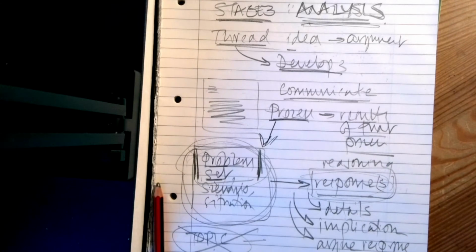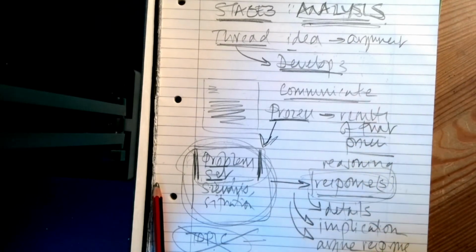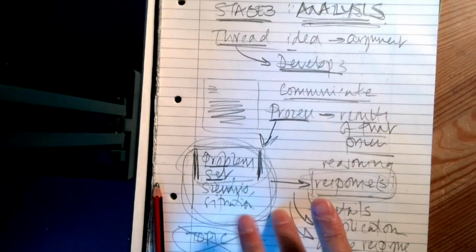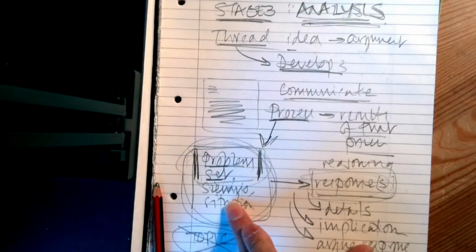What is it about? Well, for example, you might find when you read the abstract, it actually does the work for you. It tells you what the problem set is, and then it tells you what its response is. So you try to detail it out and look at the implications, look at the reasoning process of the response, which will all be included in some way in that particular article.